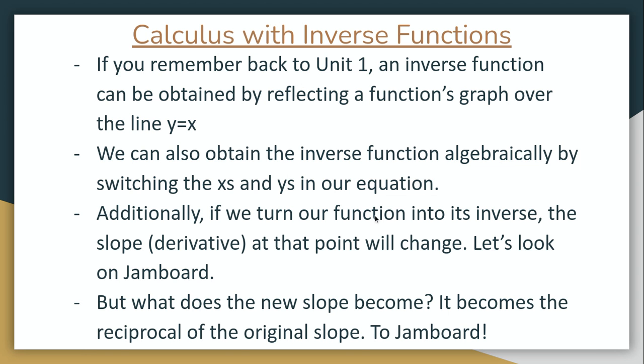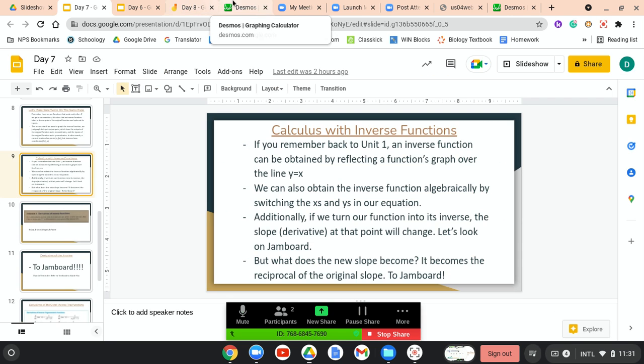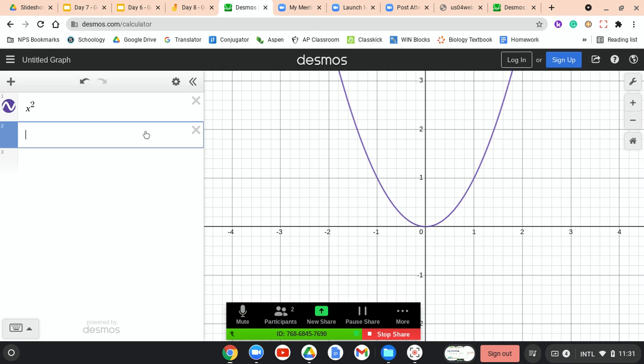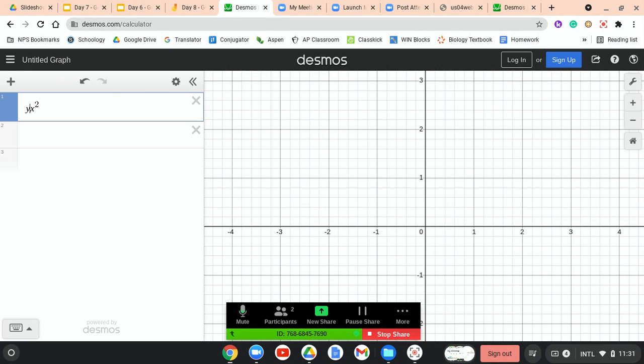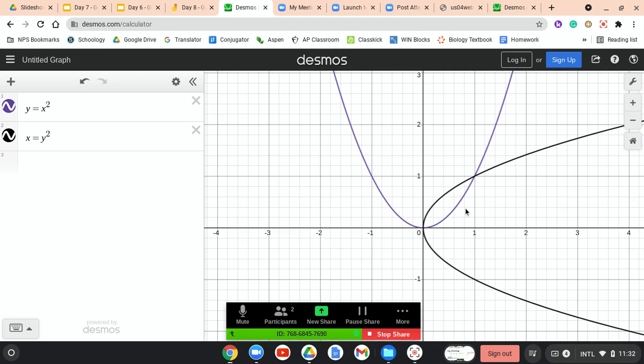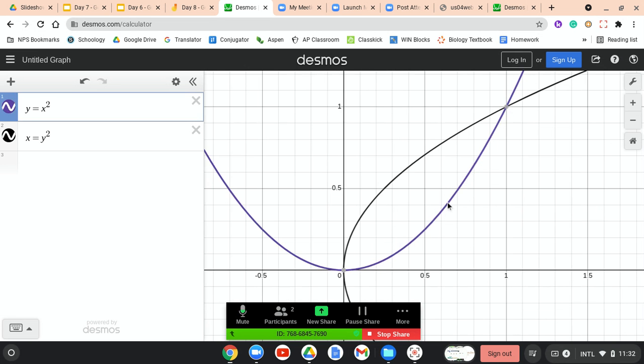All right. Additionally, if we turn our function into its inverse, the slope at that point, or the derivative at that point, will change. Let's go into Desmos to illustrate it. I'm going to graph the function x squared. If this function is y equals x squared, then its inverse function is x equals y squared? Yep, exactly. Cool. All right. So here's the derivative. So here is a point with the same x coordinate, right? Yeah. But notice how they have different slopes at that point.